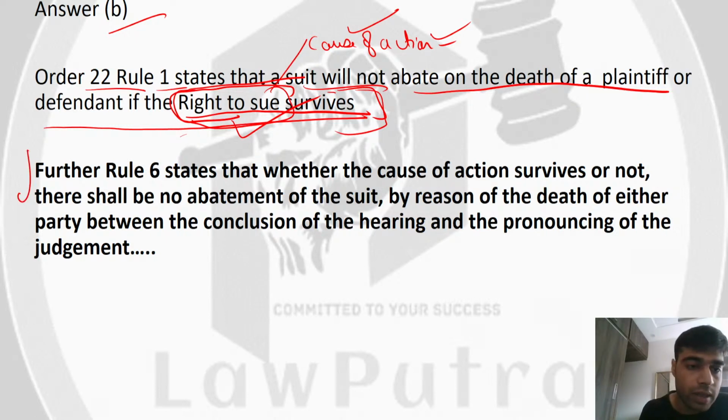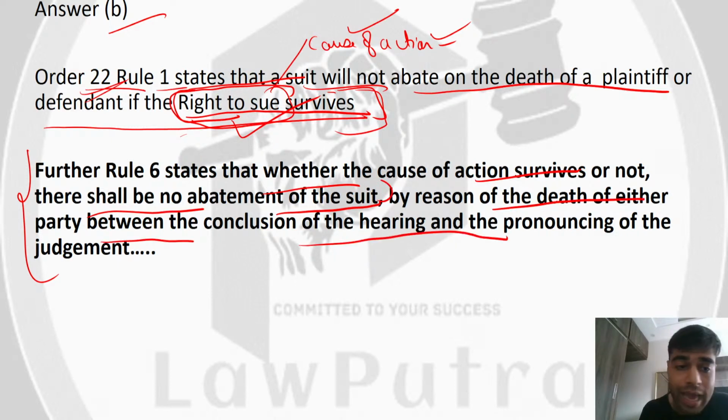Then again further, Rule 6 of Order 22 says that whether the cause of action survives or not, there shall be no abatement of the suit by reason of death of either party between the conclusion of the hearing and pronouncement of the judgment. So I had told you earlier that if the cause of action is valid, the right to sue survives, but as I told you, there are certain very limited reasons because of which the cause of action does not survive.